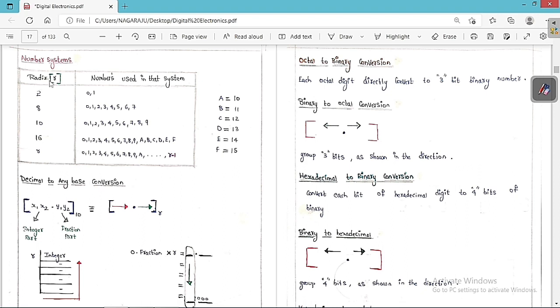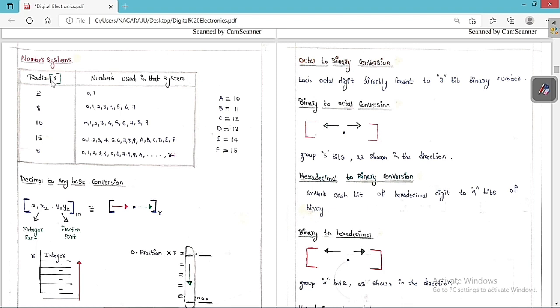Radix basically means the number of digits that we are going to choose in that number system. We represent it by the symbol R. So it tells you the number of digits that we are going to choose in that number system, and here we will discuss the numbers used in the system.